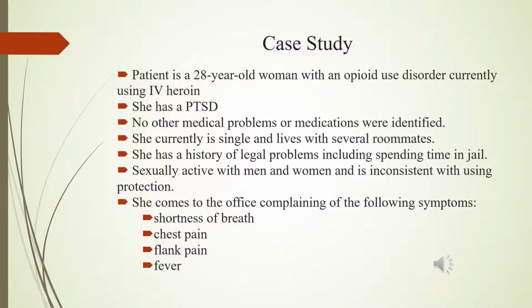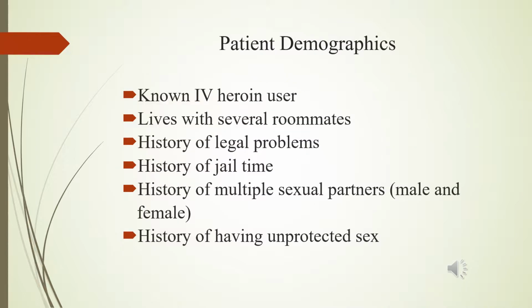She comes to the office complaining of the following symptoms of shortness of breath, chest pain, flank pain, and fever. Patient demographics are that she is a known IV heroin user. She lives with several roommates and has experienced legal problems as well as spent time in jail. She also has a history of multiple sexual partners and having unprotected sex.